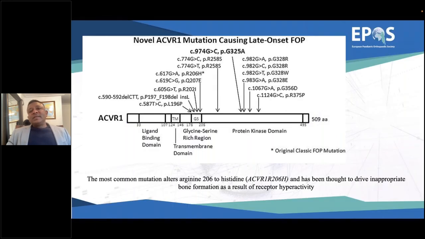So when you look at this particular gene, it's not a very large gene. There are 509 amino acids, as shown here. And there's a particular mutation hotspot, the R206 change, which I've highlighted here, which is really the hotspot. And probably about 90% of affected individuals have this common mutation. The remaining 10% have a number of different mutations, spaced around the gene, and their presentations tend to be what we call atypical. And so they deviate from the normal presentation.